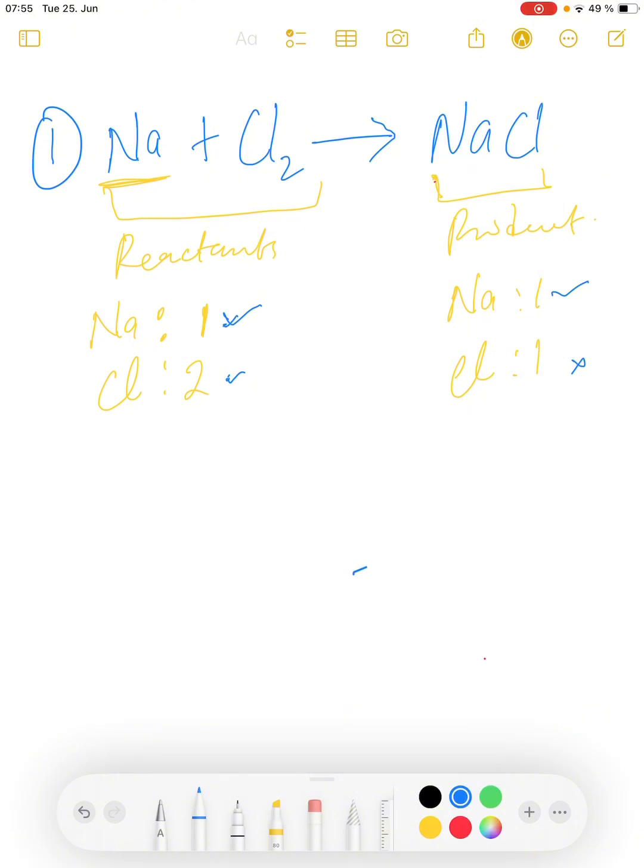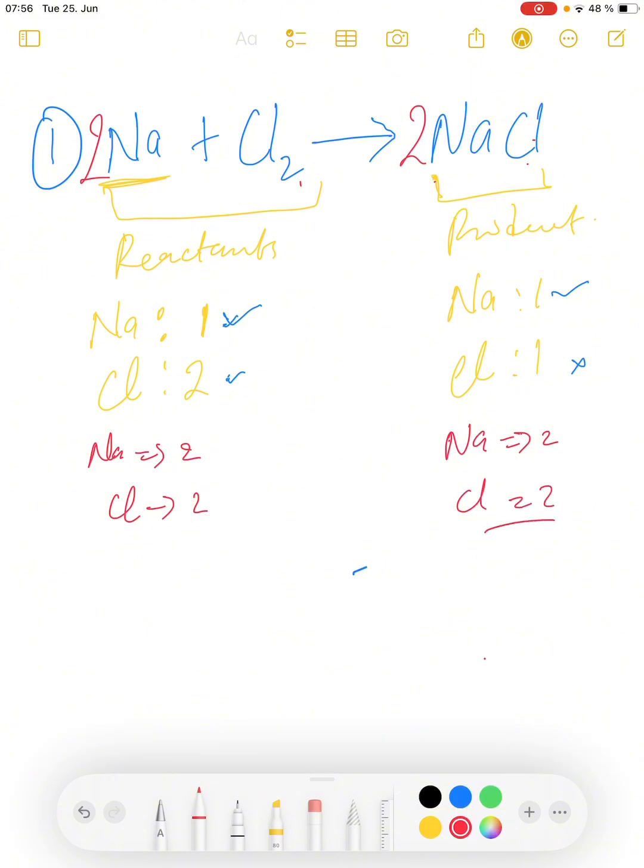To balance chlorine, we need to put 2 here. Putting 2 here, chlorine becomes 2, because 2 times 1 is 2, and chlorine is 2 on the other side. So chlorine is balanced. But that has also affected sodium. To balance sodium, we put 2. Now sodium is 2 and chlorine is 2 on the reactant side, and sodium is 2 and chlorine is 2 on the product side. So the equation is balanced.